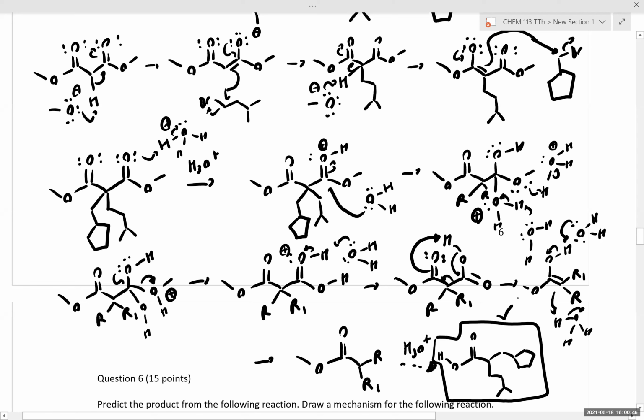Does this mechanism make sense to everyone? Any questions on this mechanism for alkylation and decarboxylation of malonic esters? Any questions on this mechanism before we move on?